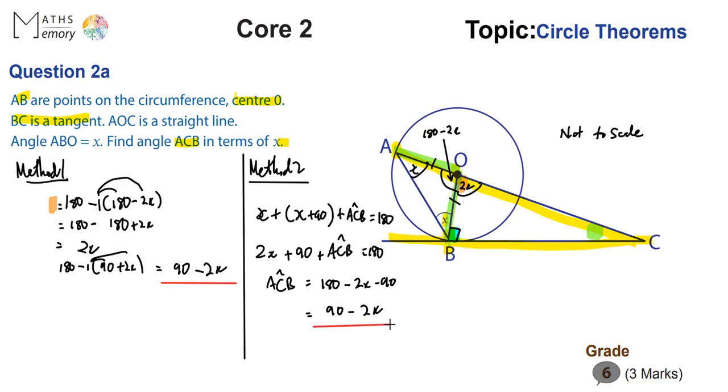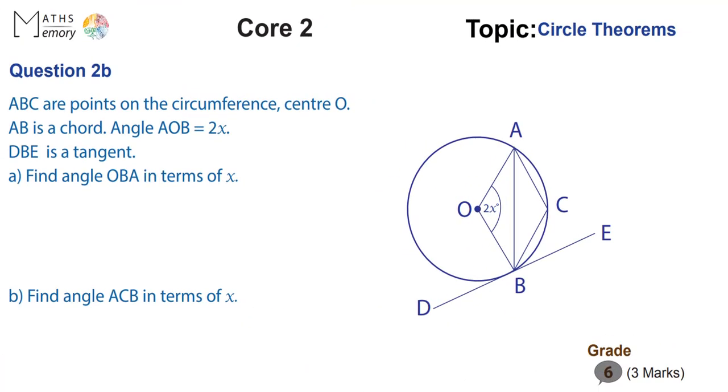Go through both of these alternatives and make sure it works for you. These are two different ways of interpreting question 2a. Question 2b, core 2. Again, we're making an angle in terms of x, testing you thoroughly on this. Write these questions down, parts A and B, and press play when you're ready.